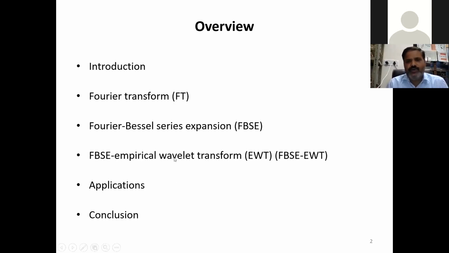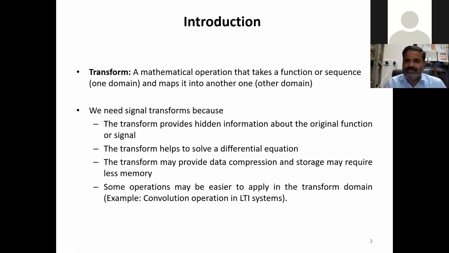So transform is a very commonly used signal processing approach, and it has touched nearly all the areas of science and technology. It is very difficult to find any area where we don't use transforms. What it does is take a signal from one domain and map it to another domain. So it converts a signal from one domain to another domain. For example, the Fourier transform converts a signal from time domain to frequency domain.